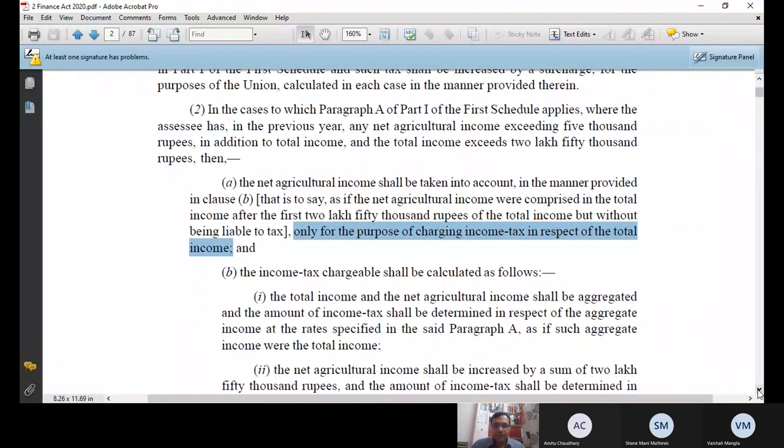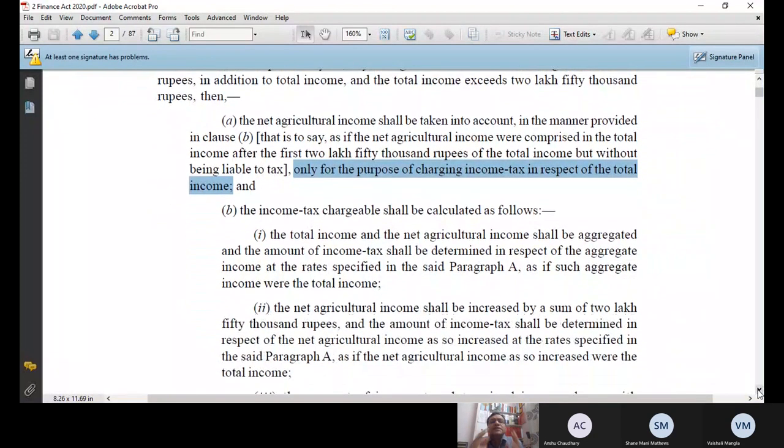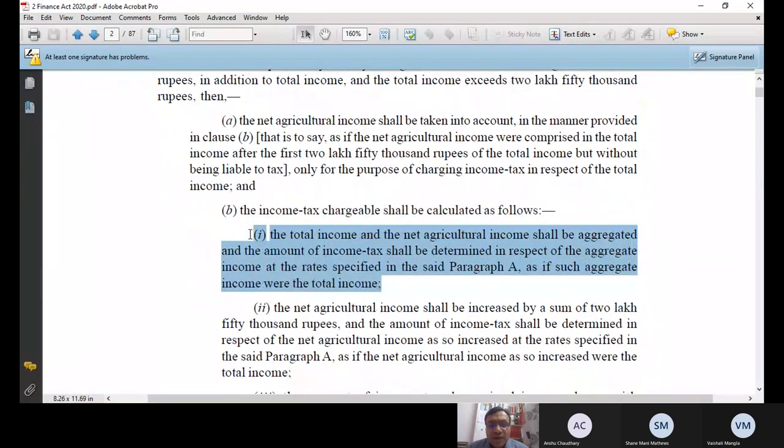Clause B. Just after this assumption, now how do you have to compute the tax? This is what clause B says. The income tax chargeable shall be calculated as follows. The total income and net agricultural income shall be aggregated. Join those, and the amount of income tax shall be determined in respect of the aggregate income at the rates specified in said paragraph A, as if such aggregate income were the total income.